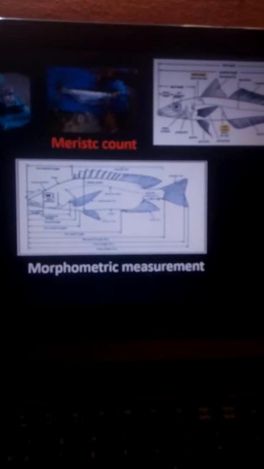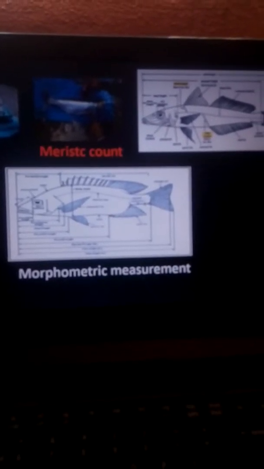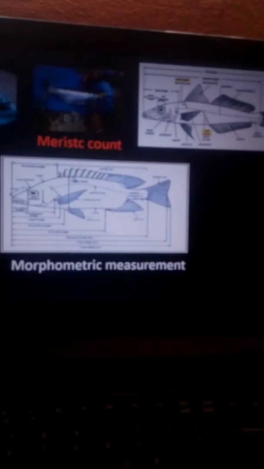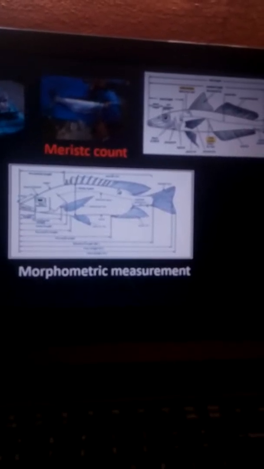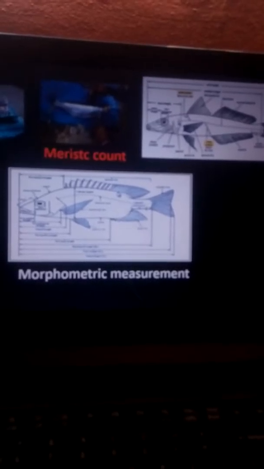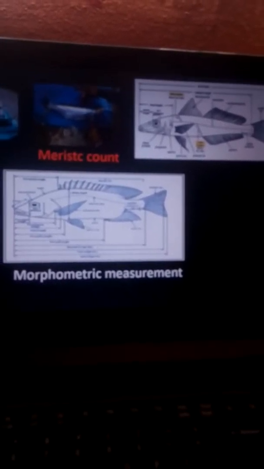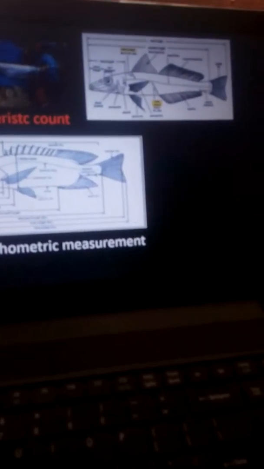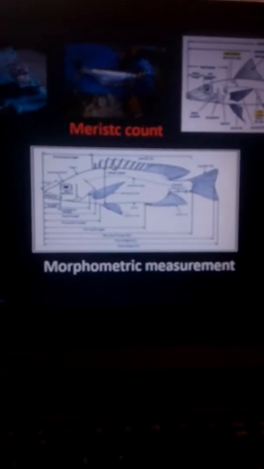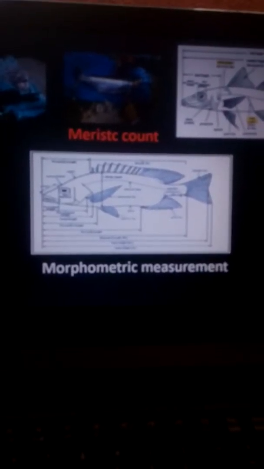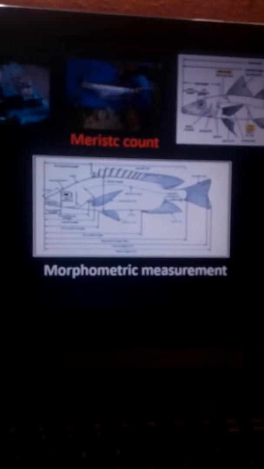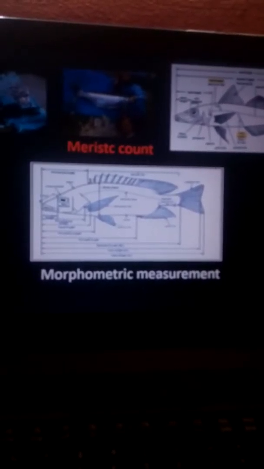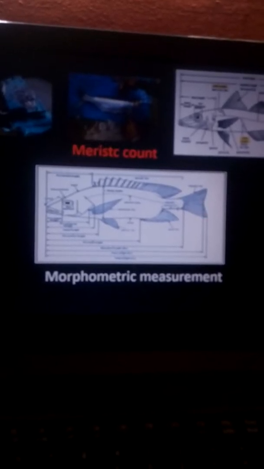At the time of counting rays and spines in the fins, it is essential for us to have the basic knowledge of what type of structures are called spines and what type of structures are called rays. Sometimes there is great confusion between spines and rays. So before counting the rays and spines, it is a must for us to have a basic knowledge about the types of spines and types of rays. So this is all about the meristic count which we do for the identification of fish species.